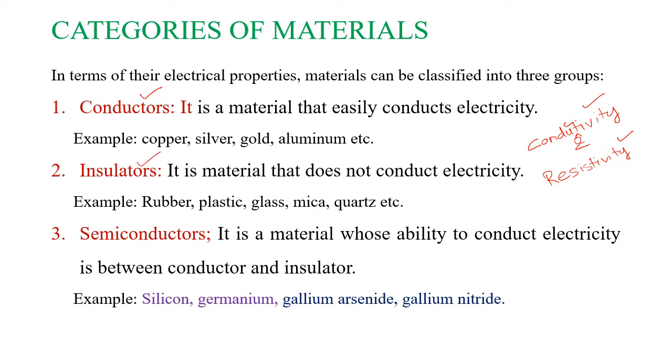Then when you come to insulators, you can define that the conductivity of the insulator is minimum and the resistivity of the insulator is maximum. Then when you come to semiconductors, you can state that the conductivity as well as the resistivity lies between the conductors and insulators. So it ranges. There is a range that you can define for semiconductors.